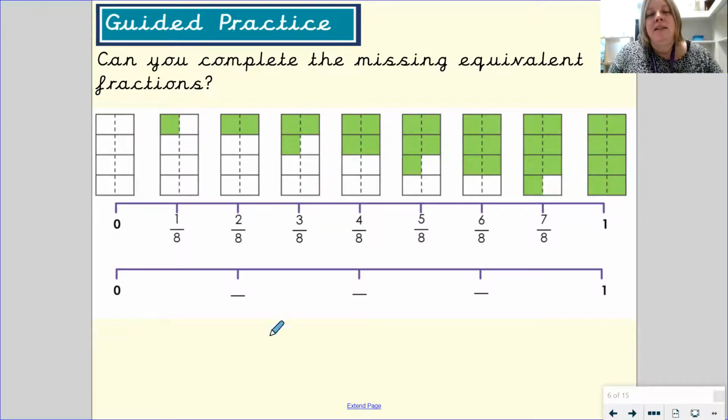If we look at our second number line, we can see that it is divided into 4 equal parts. So we are thinking about quarters. So therefore we know that 2/8 would be equivalent to 1 quarter. 4/8 would be equivalent to 2 quarters. 6/8 would be equivalent to 3 quarters.